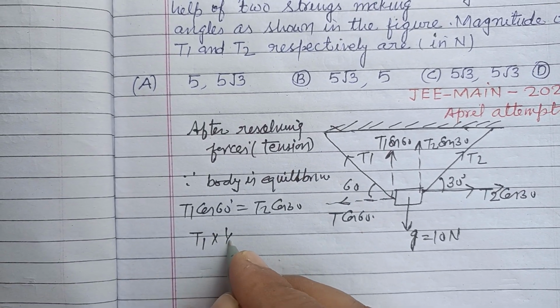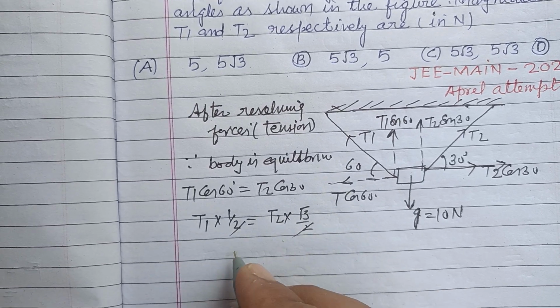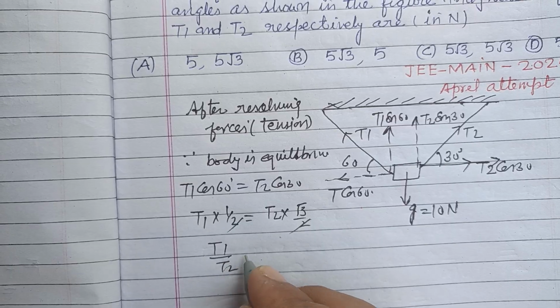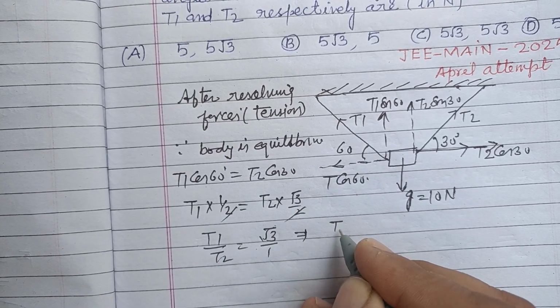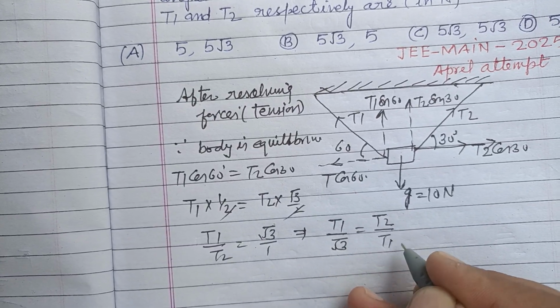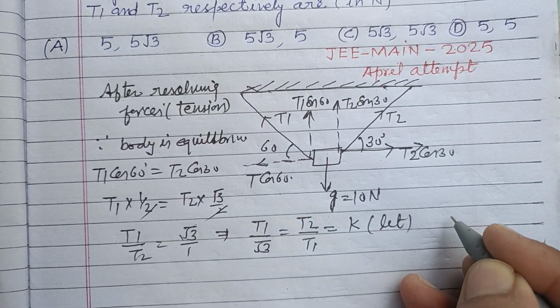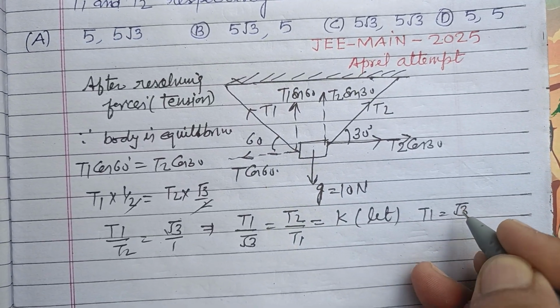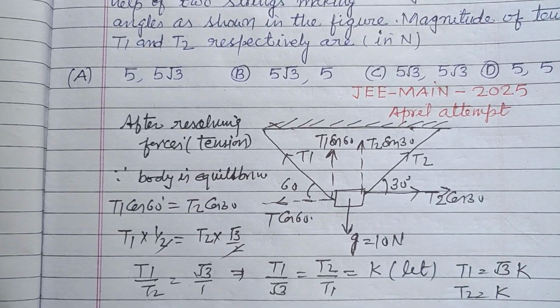Cos 60 is 1 by 2 and cos 30 is under root 3 by 2. 2 cancel. T1 upon T2 equal to under root 3 upon 1, or we write T1 upon root 3 equal to T2 upon 1, that is equal to K. Let so T1 equal to under root 3 K and T2 equal to K.